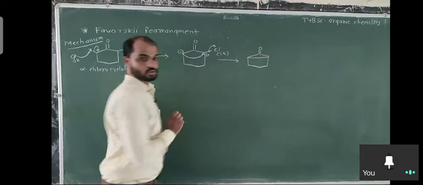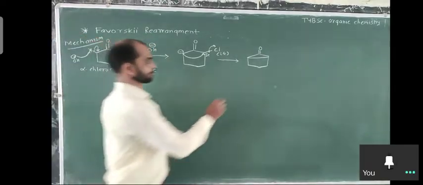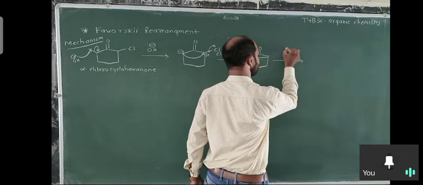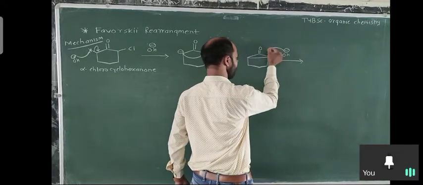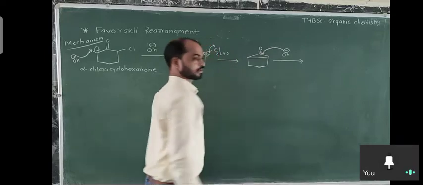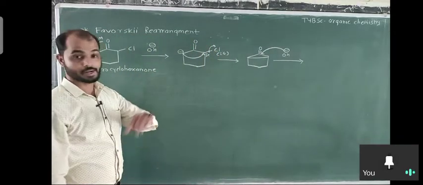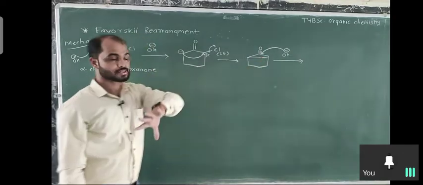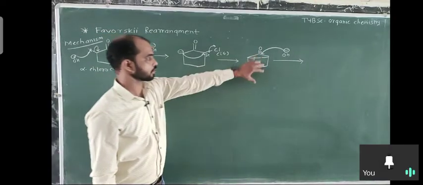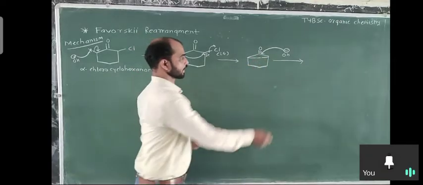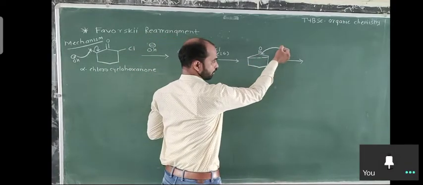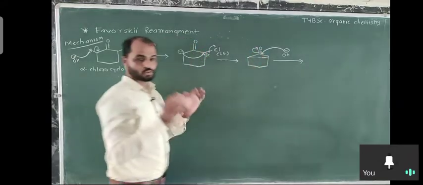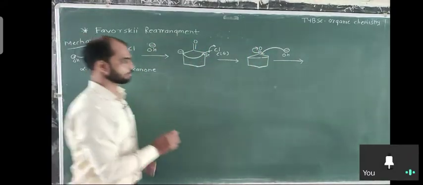After that, what happens? The OH minus base remains. This base will again attack the carbonyl carbon. Why? Because it is a 3-member ring with sp2 character, so there is high angle strain. Due to this it is an unstable intermediate, and that's why it easily accepts OH minus. Here there is delocalization, so sp2 converts into sp3.